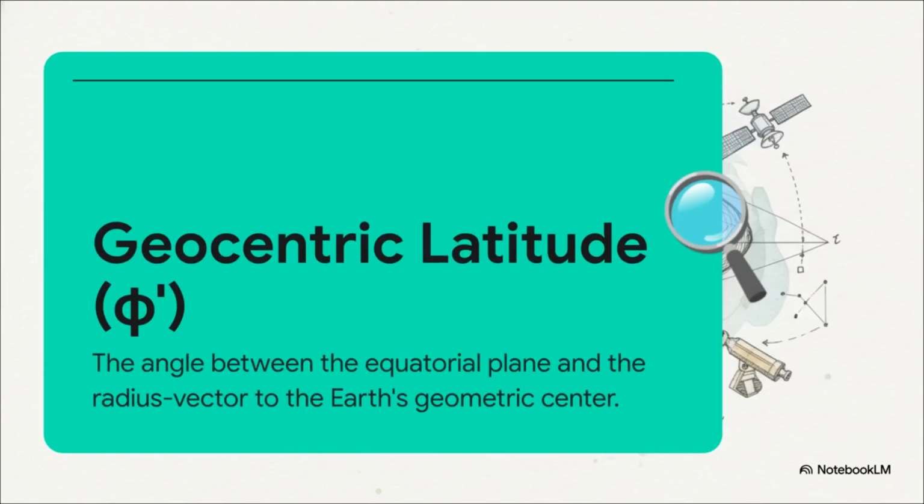Second is geocentric latitude. Now, this is a purely geometric idea. I want you to imagine a perfectly straight line, a radius vector, drawn from a point on the surface directly to the geometric center of our reference ellipsoid. The angle this line makes with the equatorial plane, that's the geocentric latitude. And on a spheroid, this value is different from the astronomical latitude.